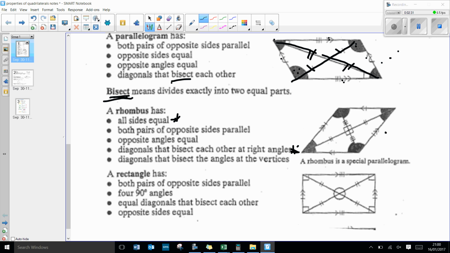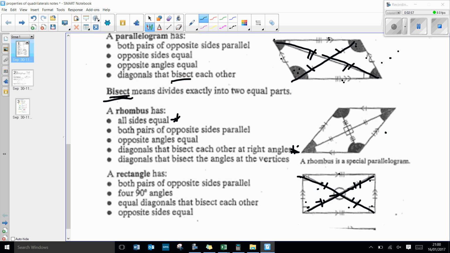A rectangle. A rectangle has both pairs of opposite sides that are parallel. It has 4 90-degree angles. Equal diagonals bisect each other. So these diagonals are equal to each other, and they bisect each other, which means that all of these measurements are equal to each other, and opposite sides are equal.